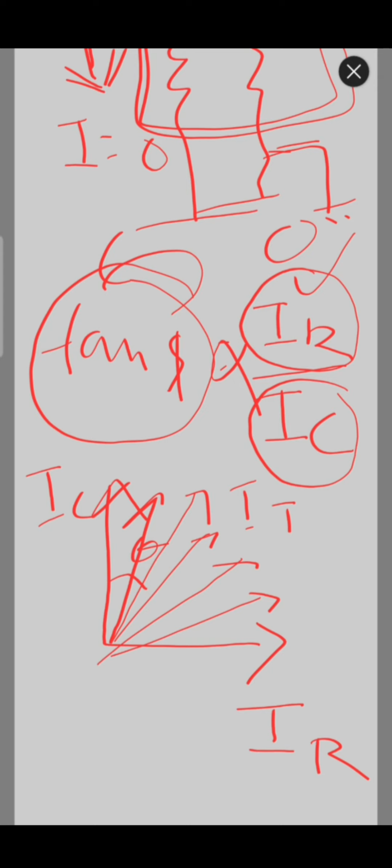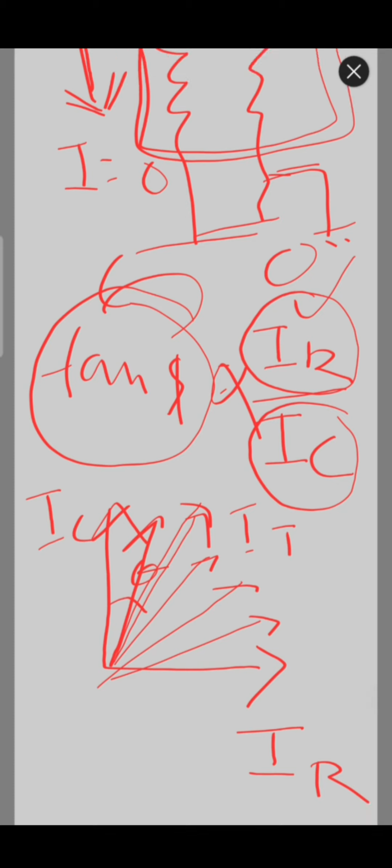Tan delta is nothing but the ratio of the resistive current component to the capacitive current component. This tan delta is also called the dissipation factor, since dissipating current is flowing, or the loss angle. So now you can understand why tan delta and what is tan delta.